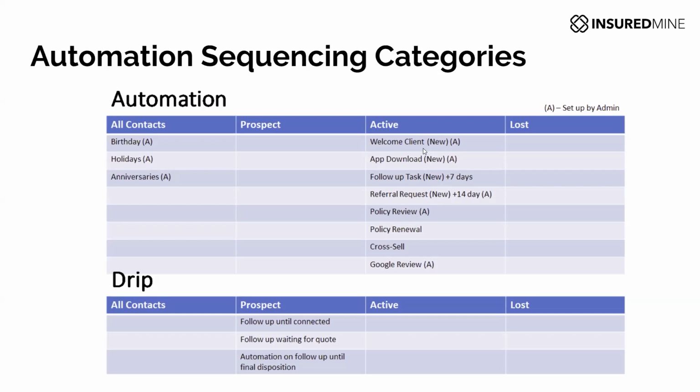Next one is about app download. Obviously we are a big proponent of every agency having their own mobile app, and that is another one that you should be doing. Again, that is also a sequence of emails. None of these I'm talking about is one single email. It's a sequence of 3 to 5 emails.